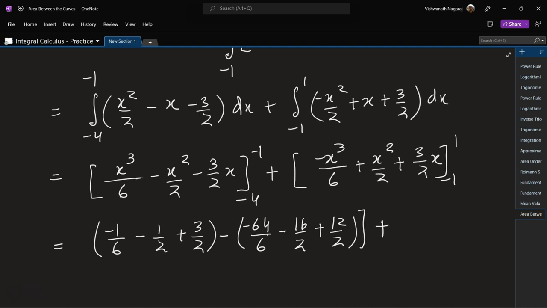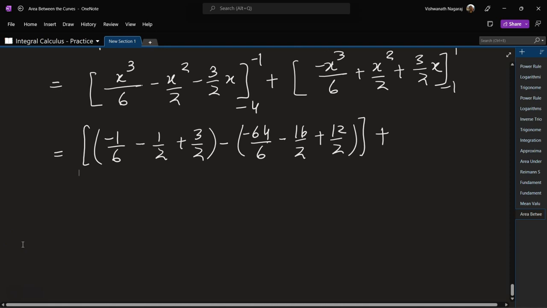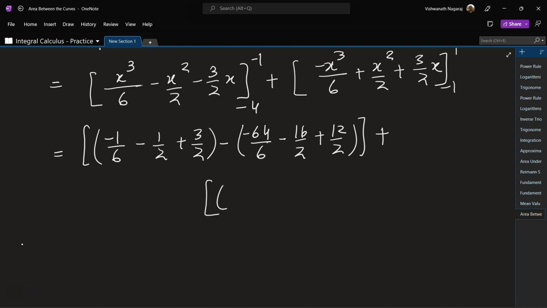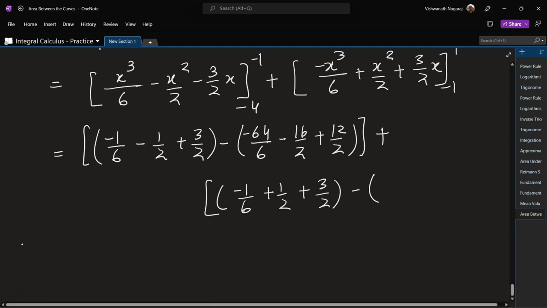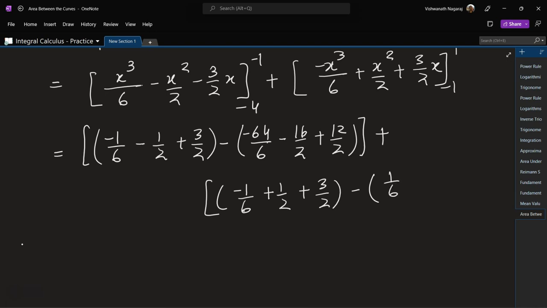That is the first part. Now the second part. So this would be minus 1 by 6 plus 1 by 2 plus 3 by 2 minus, this would be not x 1 by 6 plus 1 by 2 minus 3 by 2. Okay, now evaluate it. What do we get?